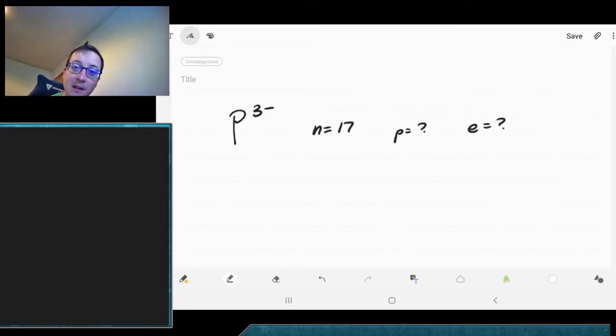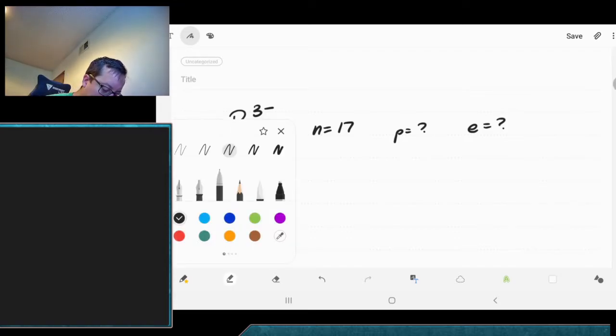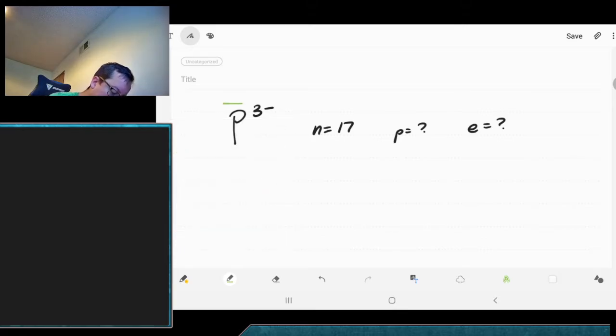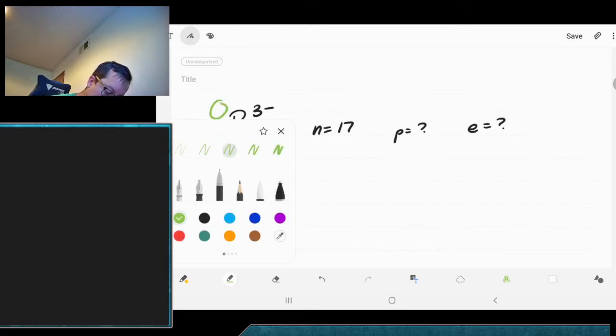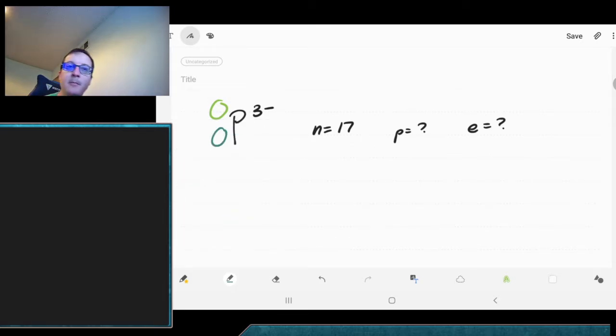Remember, an element symbol has got to have 4 parts technically. We have the number on the top left, which is our mass number. That's missing here. We are missing our atomic number down here. But we do have the symbol and the charge, so we have the rest of it. So we're only missing a few little bits here. So, let's see what we can do.